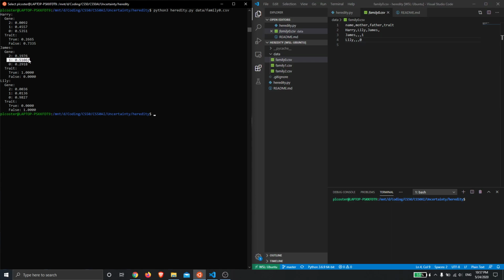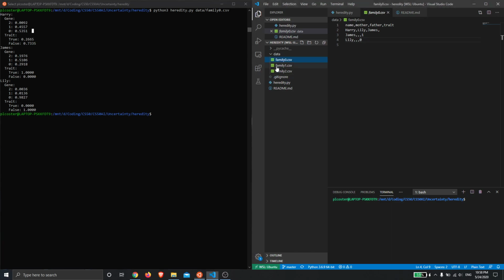When James has 1 copy of the gene, there's around a 50% chance of him giving his copy of the gene to Harry, and so that will give around a 25% chance of Harry getting 1 copy of the gene from James. So if you add the 20% chance from when he has 2 copies of the gene and the 25% chance from when he has 1 copy of the gene, we get around 45% chance, and that adds up here. So that does make sense.